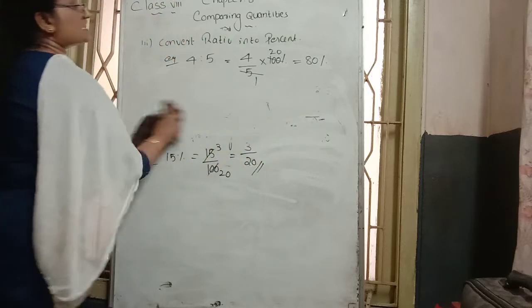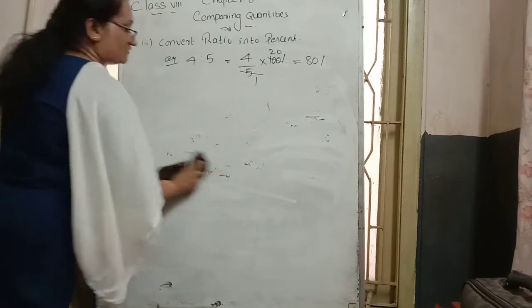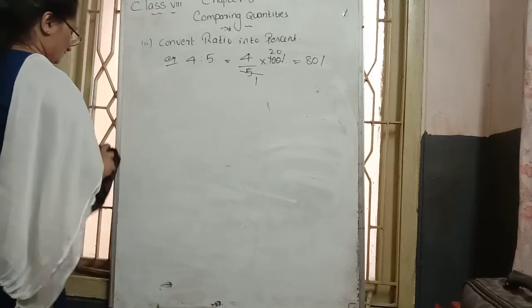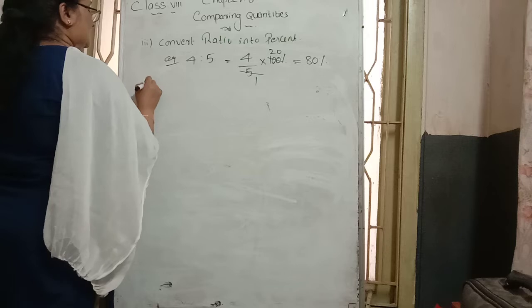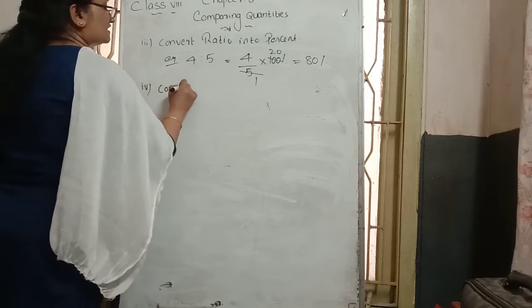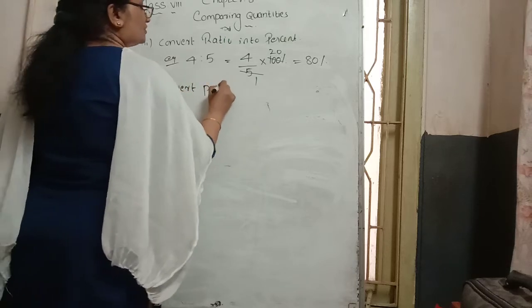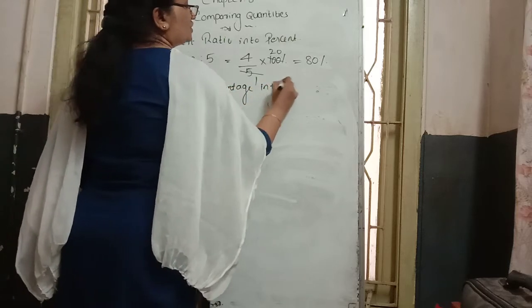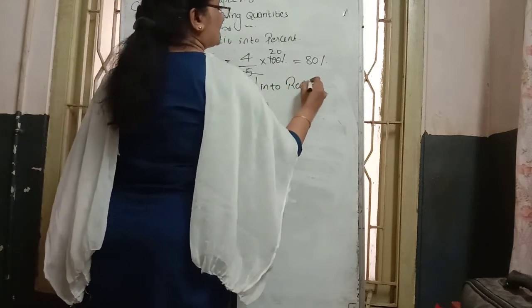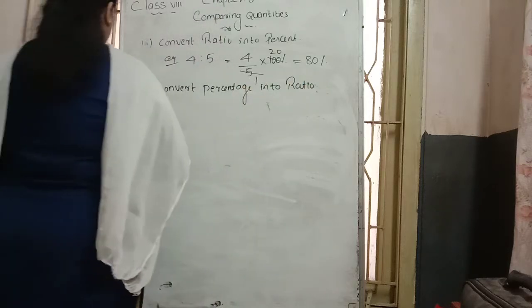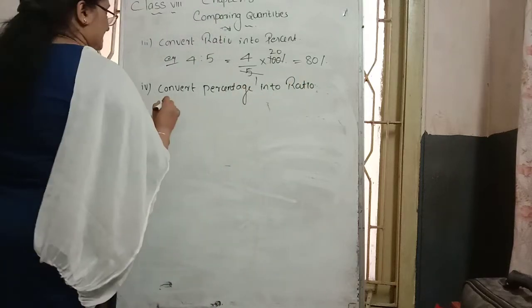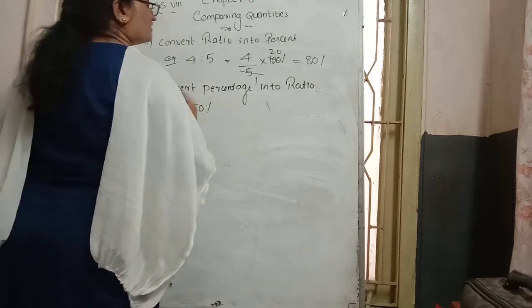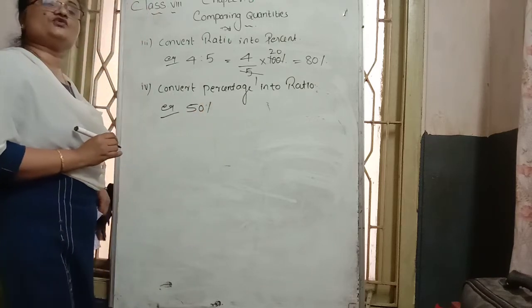The fourth rule says that when the percentage is given, then how to convert it into a ratio. That is our fourth rule. Convert percentage into ratio. How to convert a percentage into a ratio? Example, here percentage 50% is given. How to convert it into a ratio?